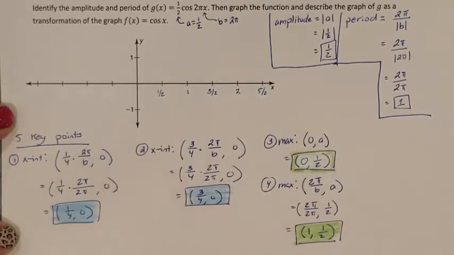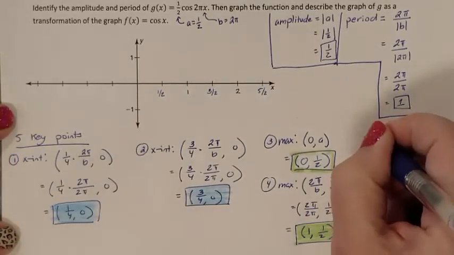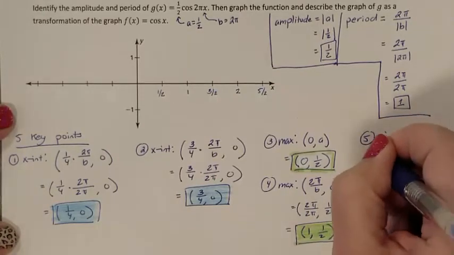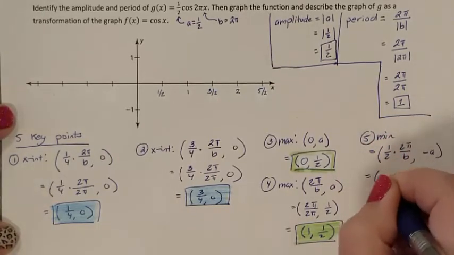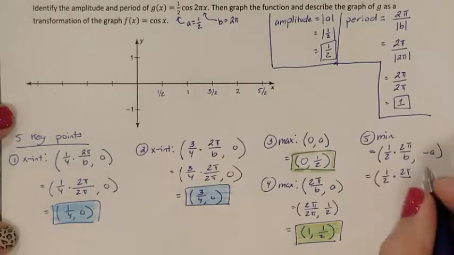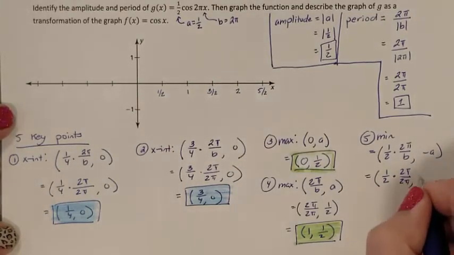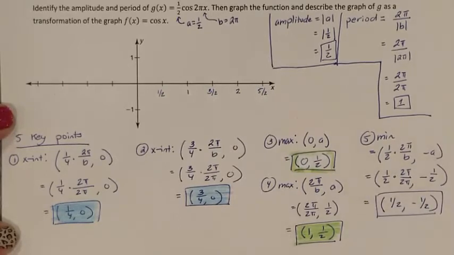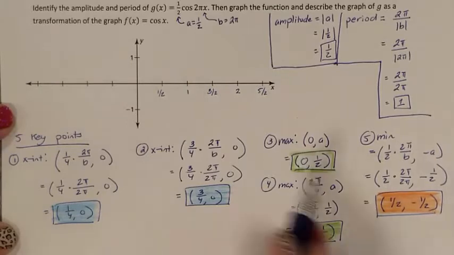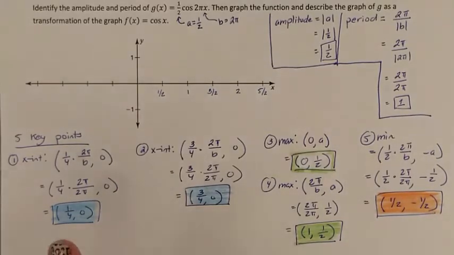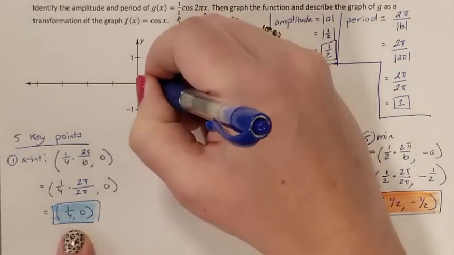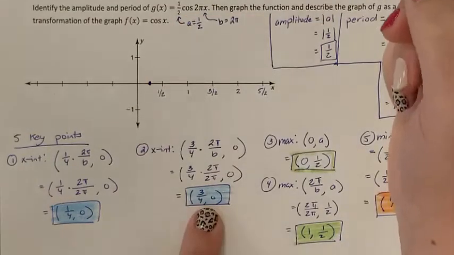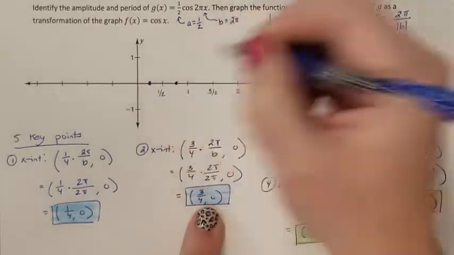My 5th and final point is my min. And it is also a formula. This formula requires b and a. And then there's my min. So now that I have all 5 values, we're going to go ahead and graph them. So my x-intercept is 1/4, 0. The other x-intercept is 3/4, 0.